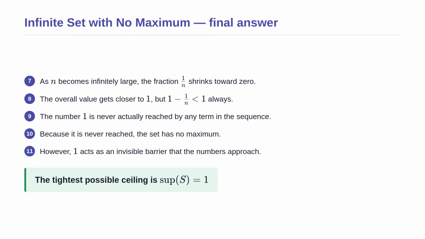Now we must find the supremum for this infinite sequence. As n becomes infinitely large, the fraction 1 over n shrinks towards 0, meaning the overall value gets closer and closer to 1. However, because 1 over n is always strictly positive, the result will always be strictly less than 1. The number 1 is never actually reached by any term in the sequence. It acts as an invisible barrier. Even though the number 1 is never inside the set, it is the tightest possible ceiling. If you pick any number smaller than 1, eventually the sequence will surpass it and break through your ceiling. Therefore, the supremum is 1, but this set has no maximum.